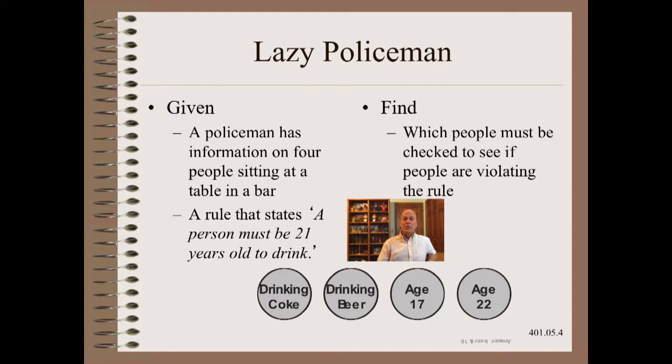So here is a problem that has identical structure as in the previous one. Pause the tape and see if you can work out the answer. Pause now. The answer to the lazy policeman is much quicker and much surer to get. The answer, by the way, is obviously that the policeman must check the person who is drinking the beer to see if they're of age, and the 16-year-old to make sure they are not drinking alcohol.